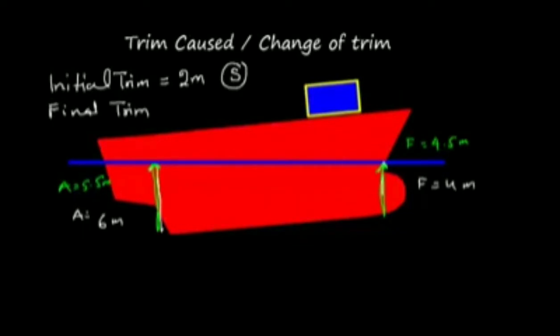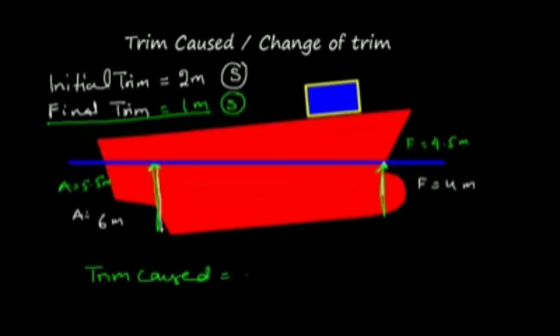So after shifting the weight, my trim has become 4.5 and 5.5, that is 1 meter by stern. So if we see, instead of 2 meter trim, the trim has reduced to 1 meter. We'll say the trim cost is, let me write here, the trim cost is 1 meter by head. The trim cost is 1 meter by head because the forward draft is increased and aft draft is reduced.